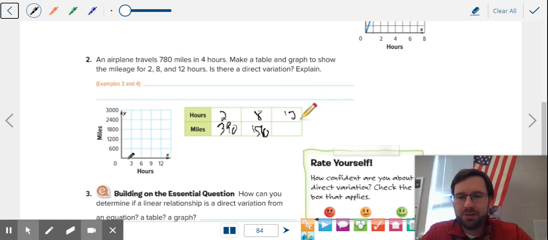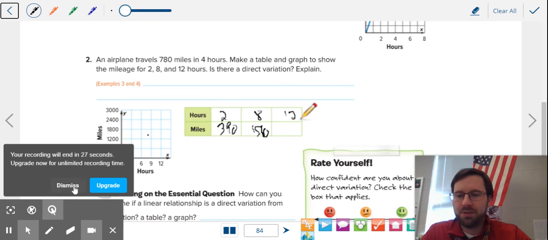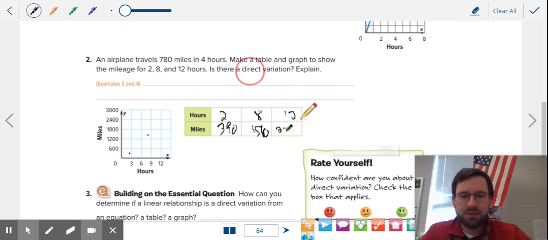So at 2 hours, 390. At 8 hours, 1560. And at 12 hours, in this case, I'm going to take that 2 times 6 is 12. 390 times 6 is 2,340. Which is right about there.